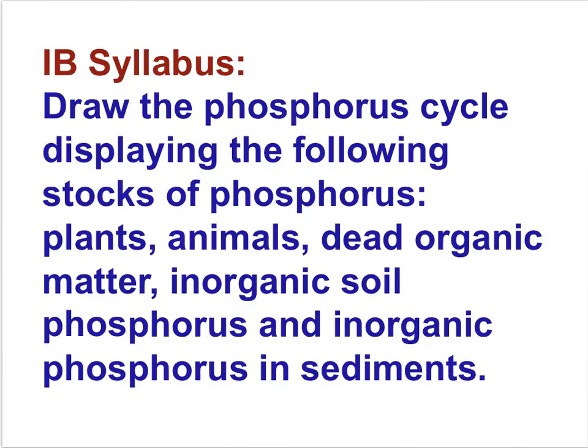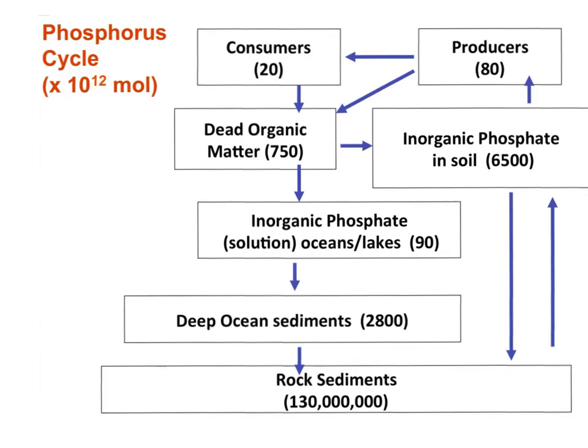So let's shift our attention to the phosphorus cycle. Here's the IB syllabus statement. Draw the phosphorus cycle displaying the following stocks of phosphorus: plants, animals, dead organic matter, inorganic soil phosphorus, and inorganic phosphorus in sediments. The phosphorus cycle is relatively easy without the complexity of the nitrogen cycle.